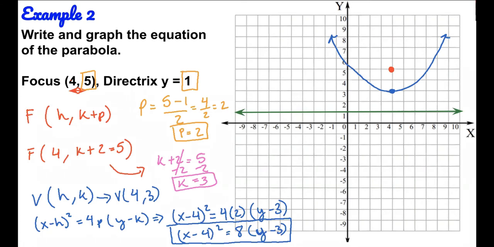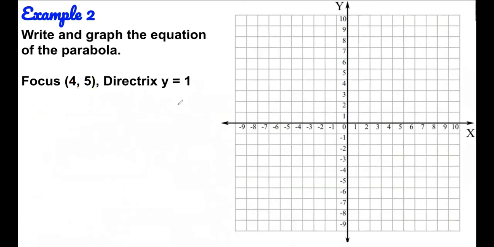Okay, let me clear, and let's move on to example number 3. We have now the focus at -3, 8. That directrix equals positive 2. So let me graph our directrix first. In green, it's at positive 2, so here it is. Our focus is at -3, positive 8. So here it is.